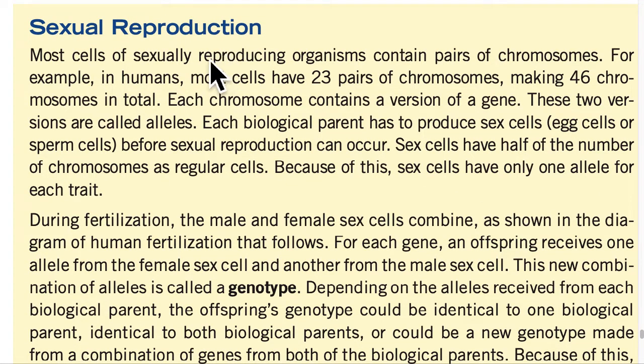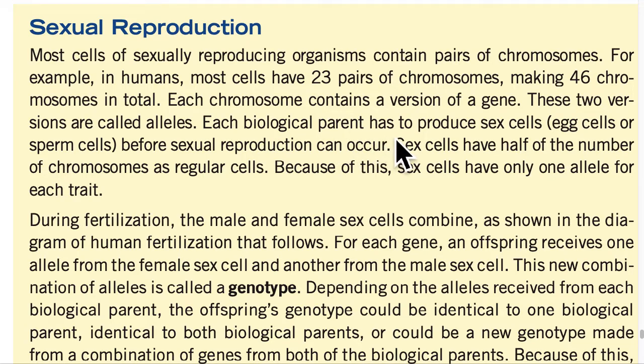Sexual reproduction. Most cells of sexually reproducing organisms contain pairs of chromosomes. For example, in humans, most cells have 23 pairs of chromosomes, making 46 chromosomes in total. Each chromosome contains a version of a gene. These two versions are called alleles.